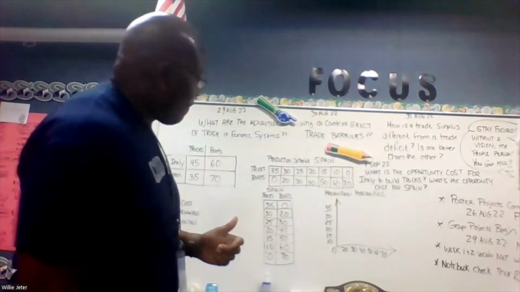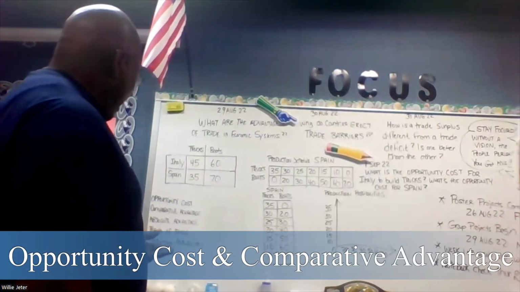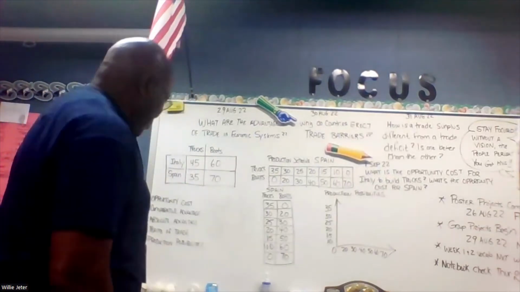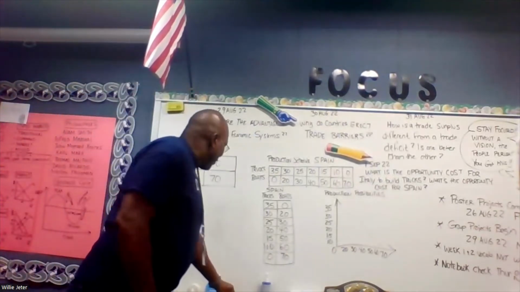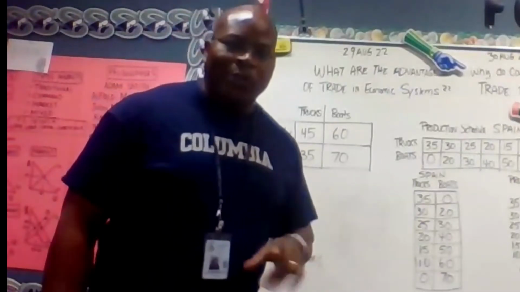To take a look at comparative advantage, absolute advantage. We're going to look at opportunity cost and how we're going to calculate that. Let's take a look at the notes we got here today. First, let's look at what's opportunity cost. Opportunity cost is the choice you did not make.